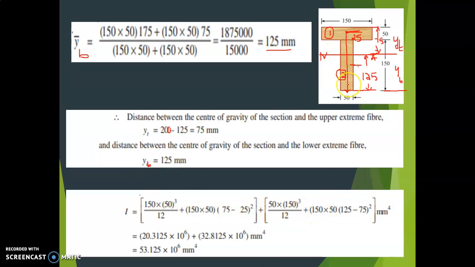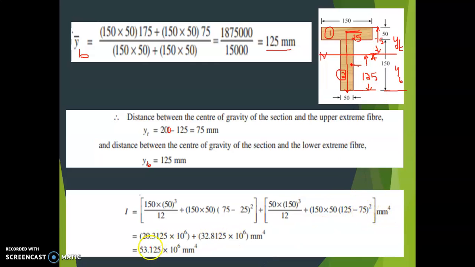Next I'll go to this section. For this, B is 50 and D is 150 cube divided by 12 plus AY square. A is 150 into 50 into Y square. Again Y square is the distance from CG to the neutral axis. CG is somewhere here. So the distance from here to here is 125. So 125 minus 75, that is the distance from CG to the neutral axis. So that is 125 minus 75 square.